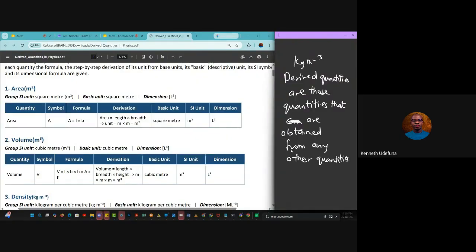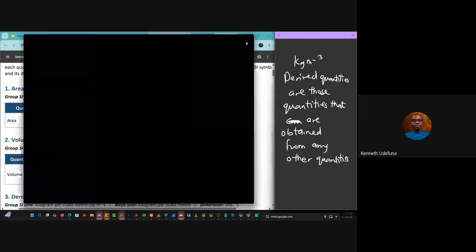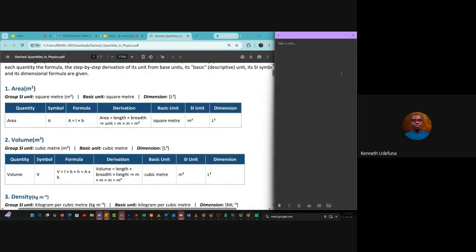But derived quantities are not among the fundamental quantities. It's all about a combination of one or more basic quantities, or one or more other derived quantities. So just bear it in mind that in derived quantities, we are having combination. Let's look at the first one. Let me explain what I mean by that now.